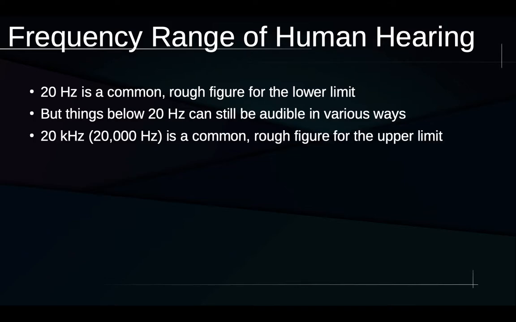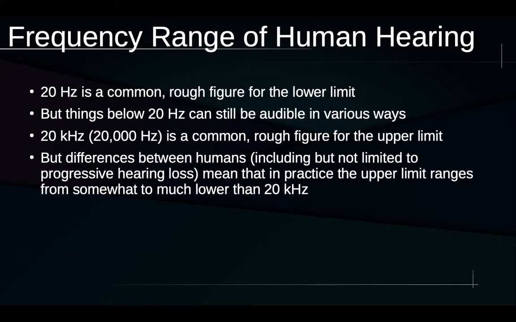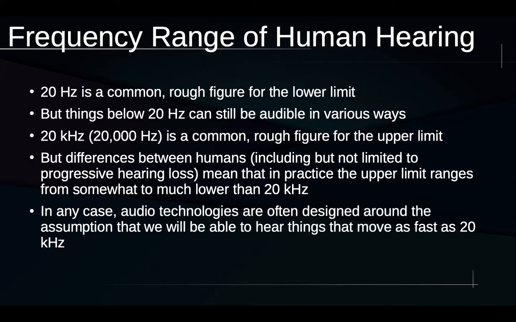20 kilohertz or 20,000 times per second is a common rough figure for the upper limit of human hearing in terms of frequency. And here the thing we should note is that differences between humans, sometimes related to hearing loss, but not always, mean that in practice the upper limit is going to be somewhat or much lower than 20 kilohertz. But be that as it may, audio technologies are typically designed around the optimistic assumption that we can hear things that move as fast as 20 kilohertz. And things that move as slow as 20 times per second.